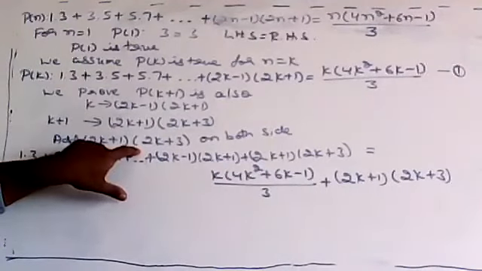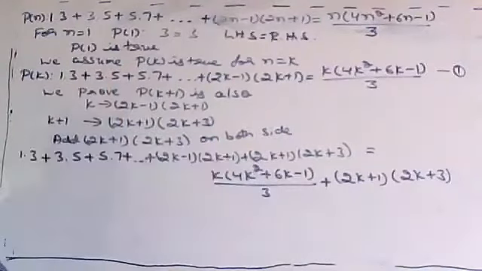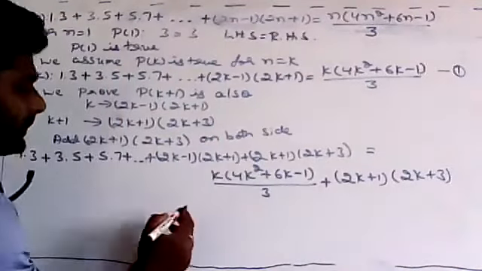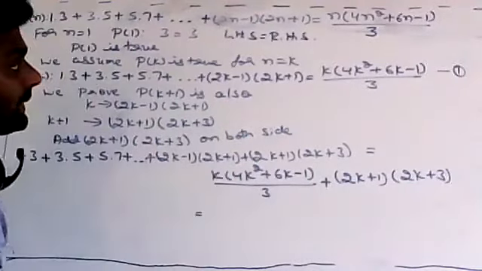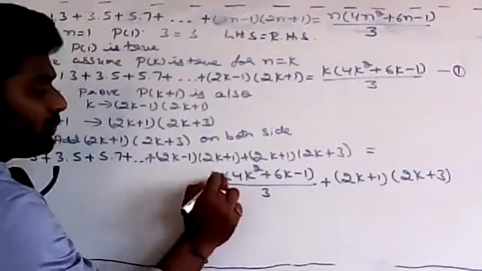Correct? Adding the k plus 1 term on both sides will give us this one. Now take the LCM for this one. I'm continuing here with the RHS side, I'm solving the RHS side. So just multiply this one.